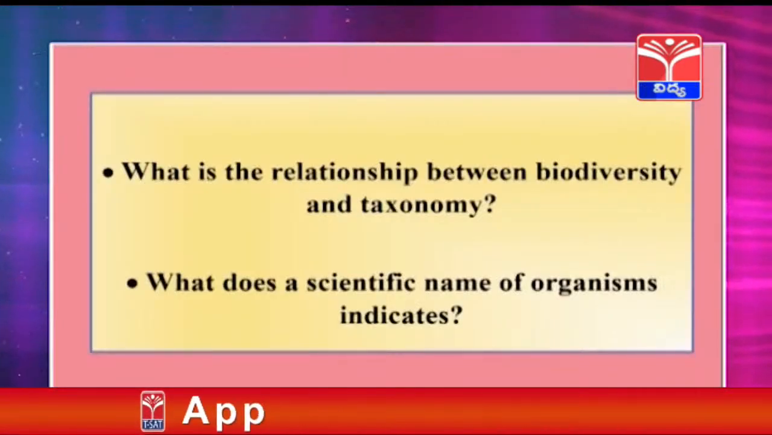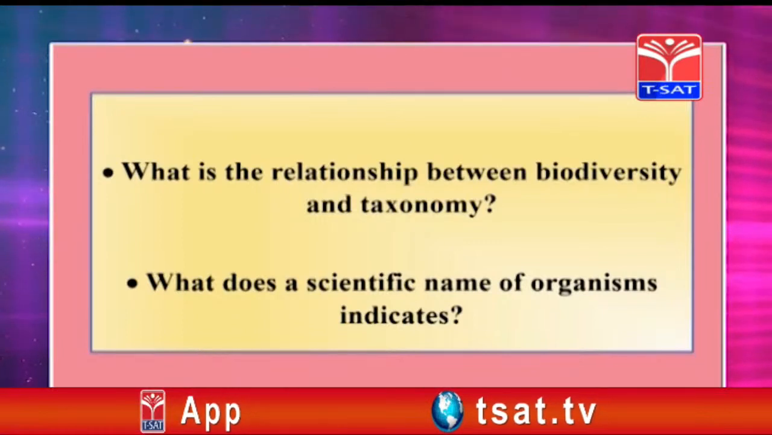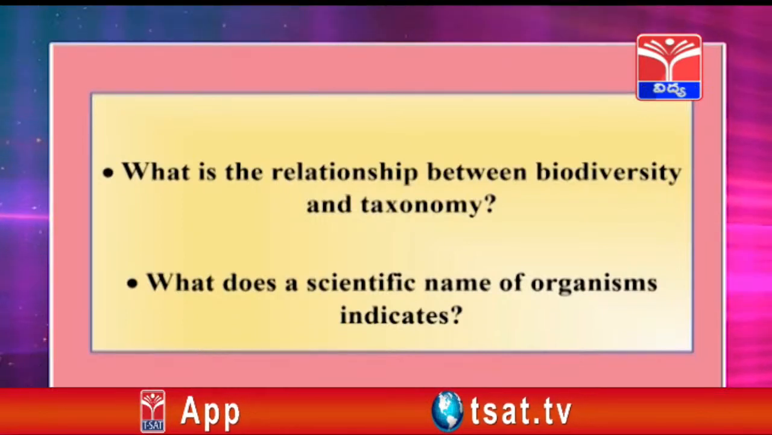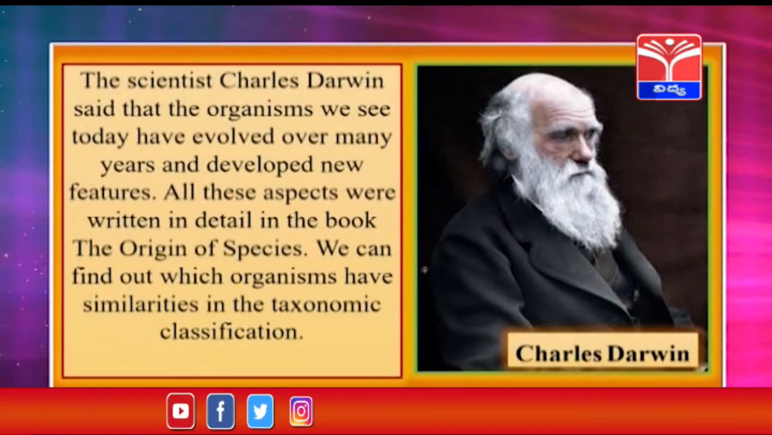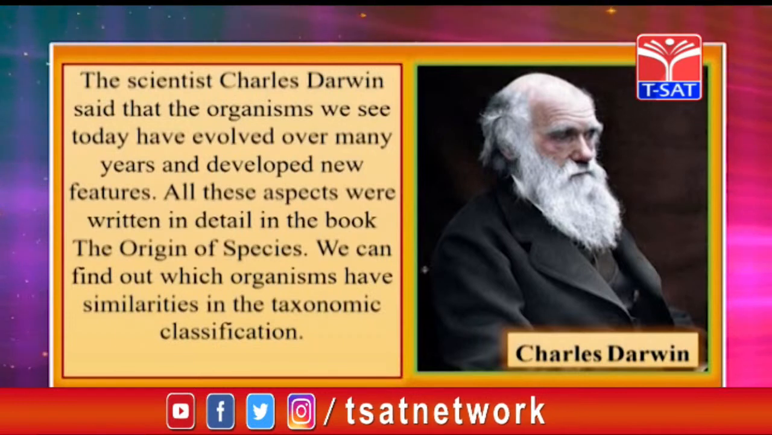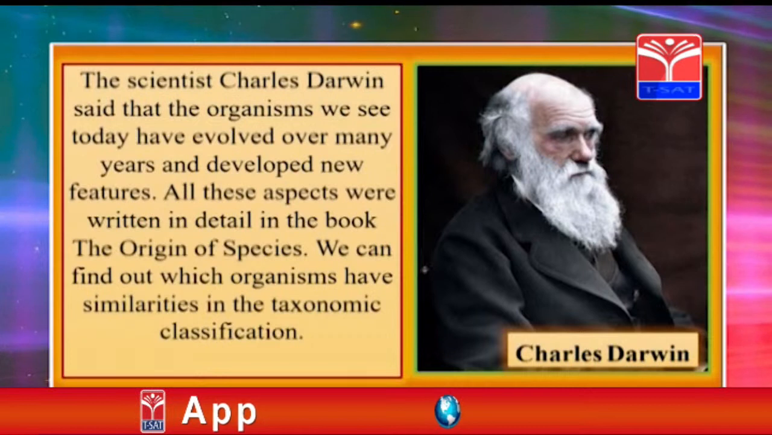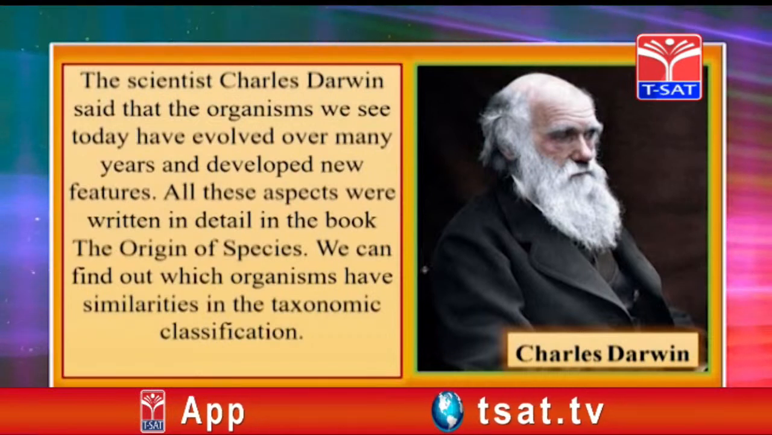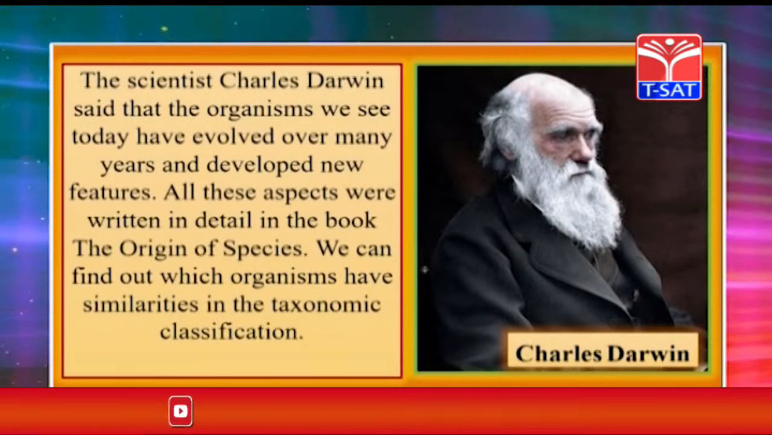What is the relationship between biodiversity and taxonomy? What does a scientific name of organisms indicate? The scientist Charles Darwin said that the organisms we see today have evolved over many years and developed new features. All these aspects were written in detail in the book The Origin of Species.